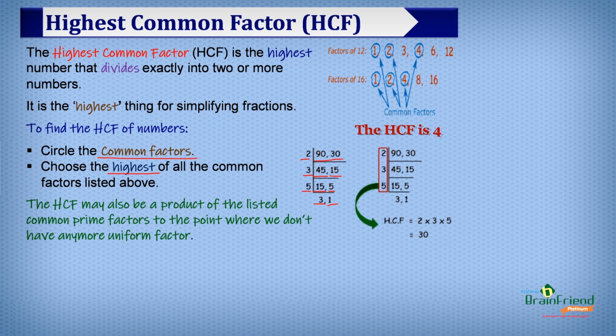At this point, you realize that we don't have any common factor that can go into the numbers 3 and 1. So we stop and we list the factors we have. We have 2 multiplied by 3 multiplied by 5. And when we multiply that out, it gives us 30. So the highest common factor for the numbers 90 and 30 is 30.